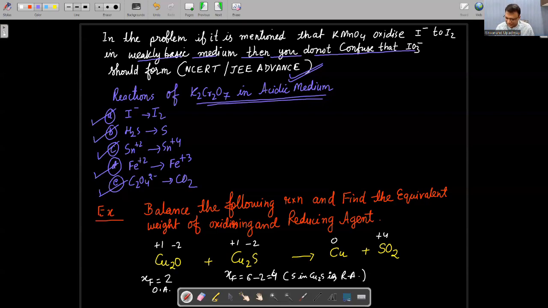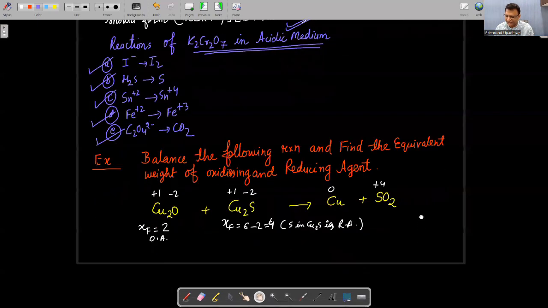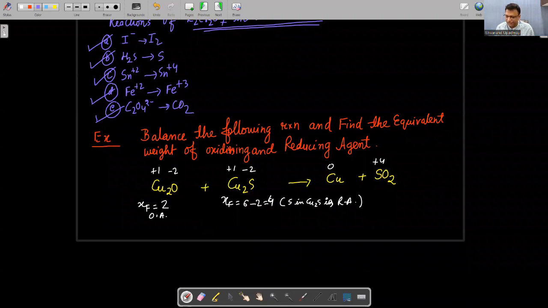Okay, so this is a question given in NCERT, and they can ask from it, because it is given, and it is a very good reaction used in metallurgy, that is known as the self-reduction method, right? So this reaction is given. They are saying balance the following reaction and find the equivalent weight of oxidizing agent and reducing agent.